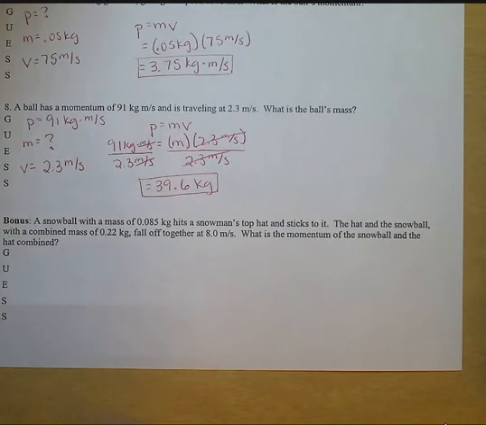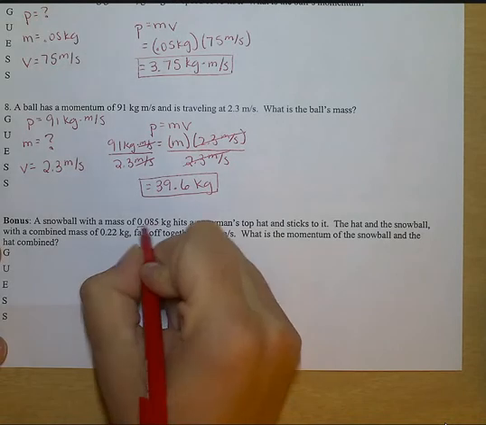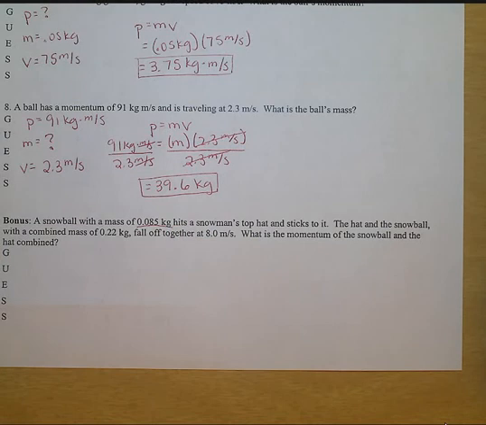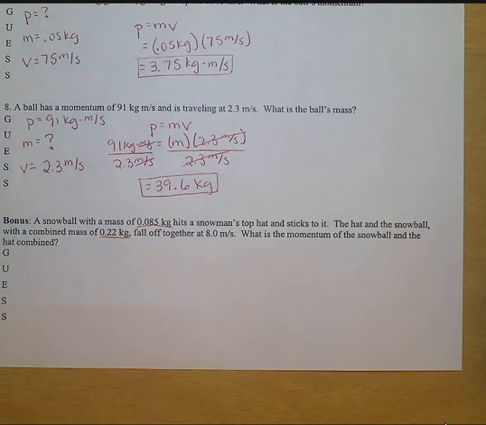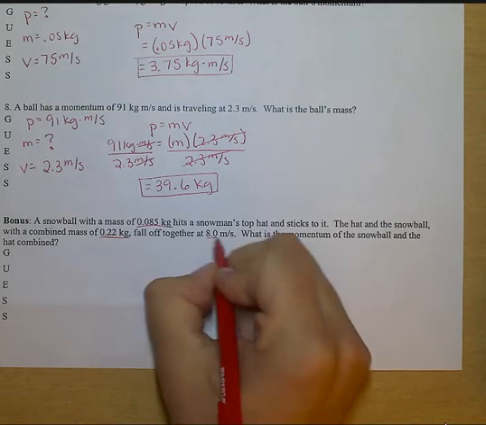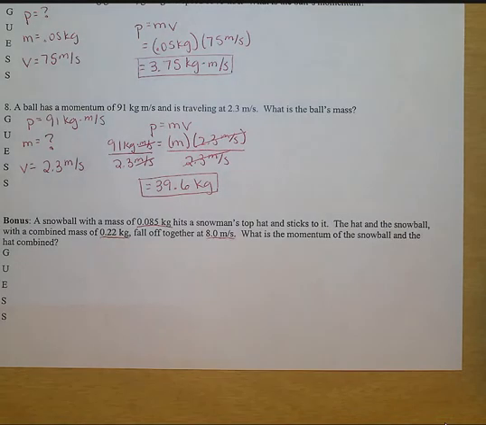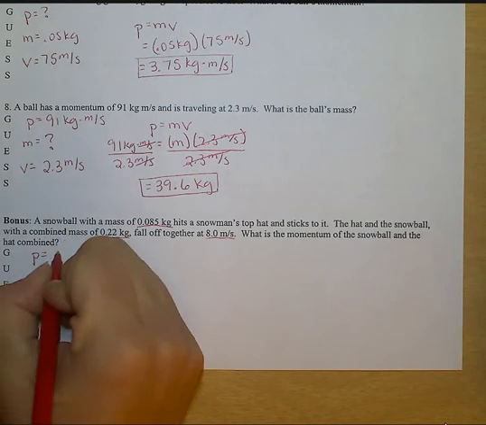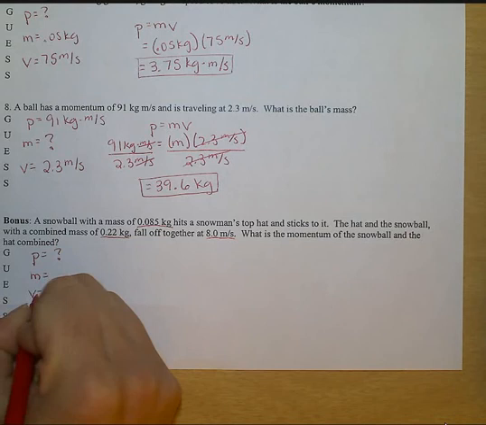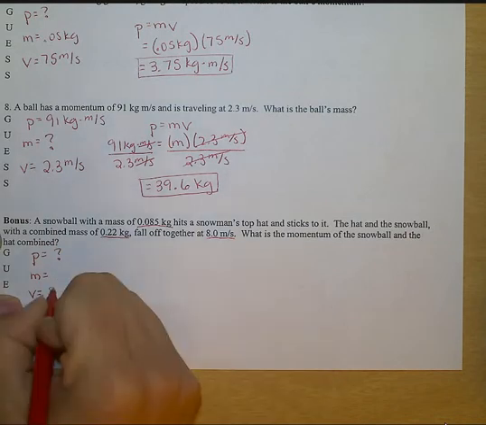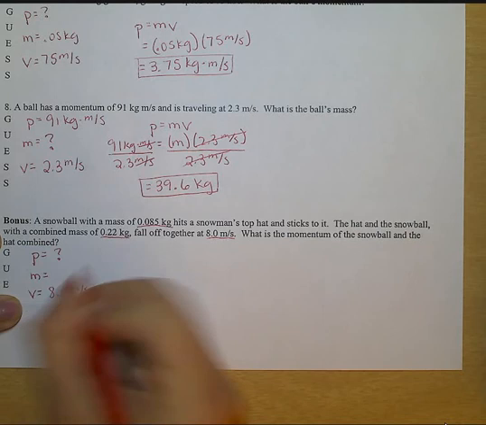Lastly, a snowball with a mass of .085 kilograms hits a snowman's top hat and sticks to it. The hat and the snowball, with a combined mass of .22 kilograms, fall off together at 8 meters per second. What is the momentum of the snowball and of the hat combined? Okay, so here we're looking for that momentum. We have the velocity, they fell off together, and we have the combined mass.